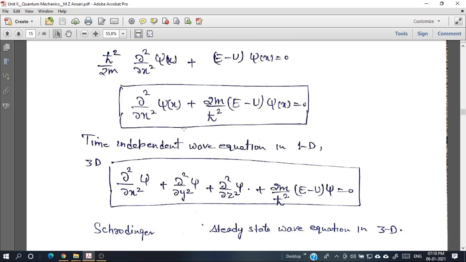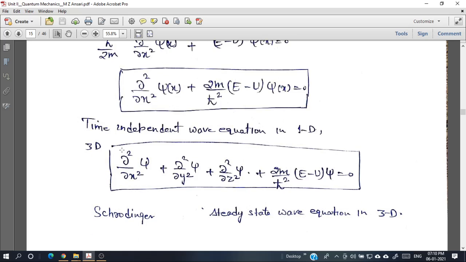Okay, dear students, you can see there is no term of t, you will not find any term of t. That means this is the time independent Schrodinger wave equation. This is the 1D form.